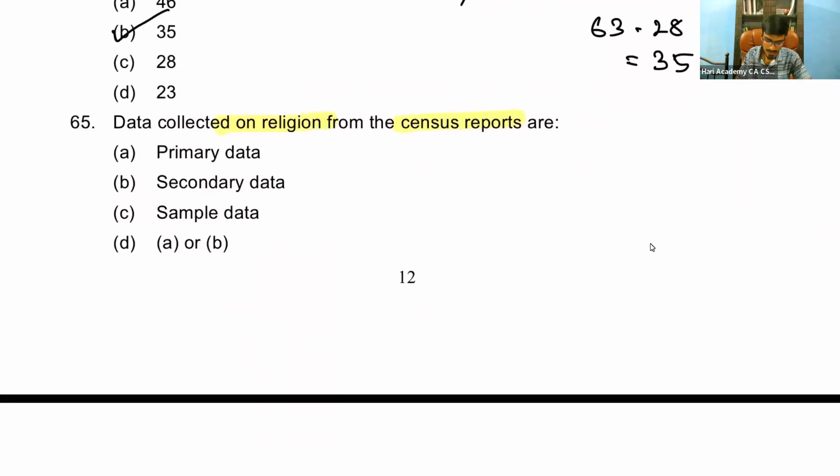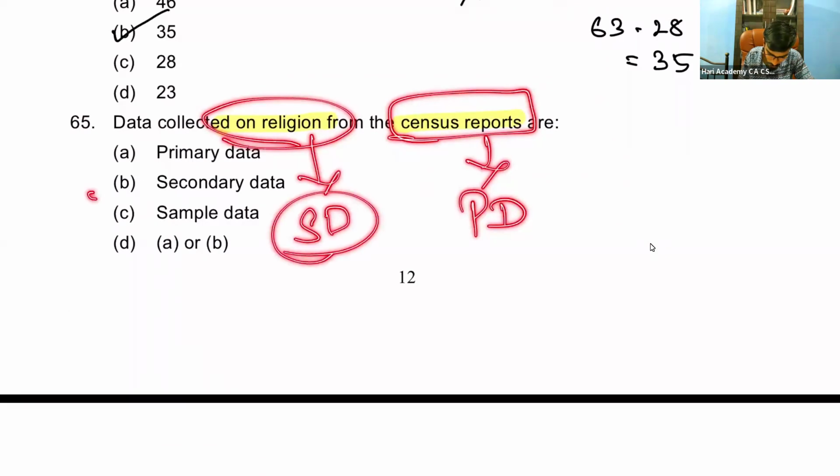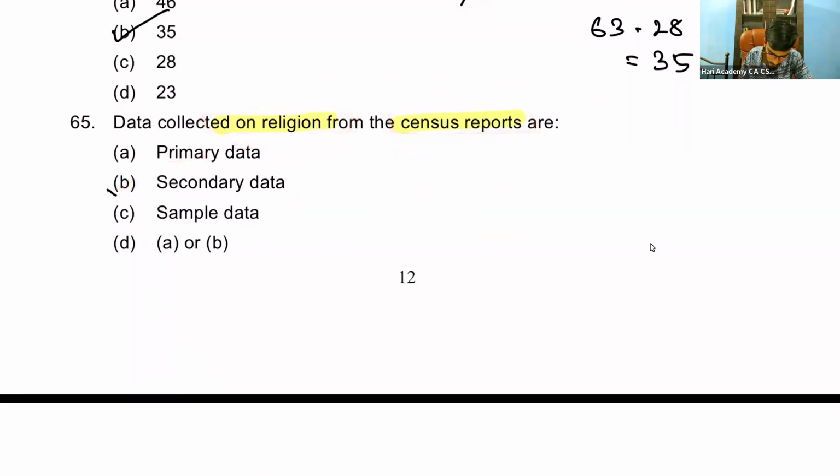Then question number 65. The data collected on a religion from census report. Census is a primary data. Religion report is a secondary data. So the answer is going to be option B.